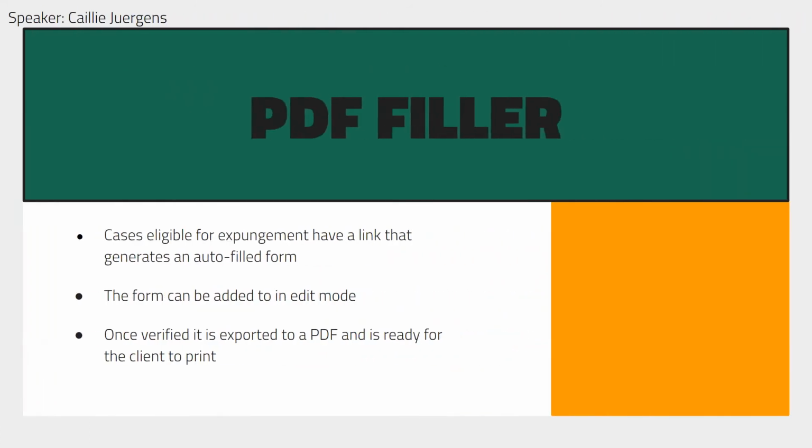The final main feature is the automatic PDF filler. Each case that is eligible for expungement has a link below the case details that can be clicked to display a form with information that will be auto-filled with case information. Additional information can be added on the form, and the auto-filled information can be edited as well. Once the client is satisfied with the details on the form, they click the download PDF button and it's ready to print.